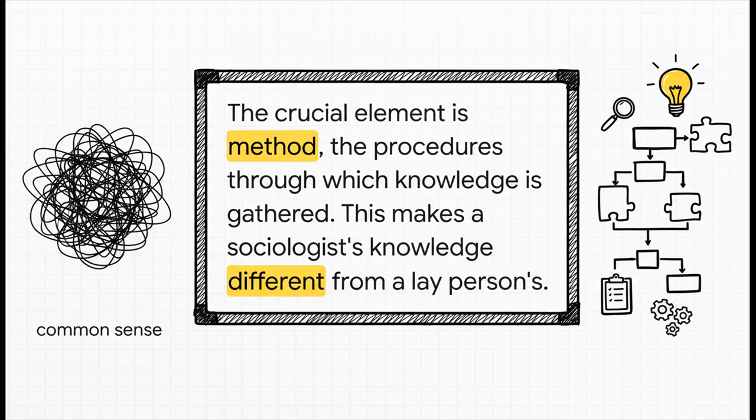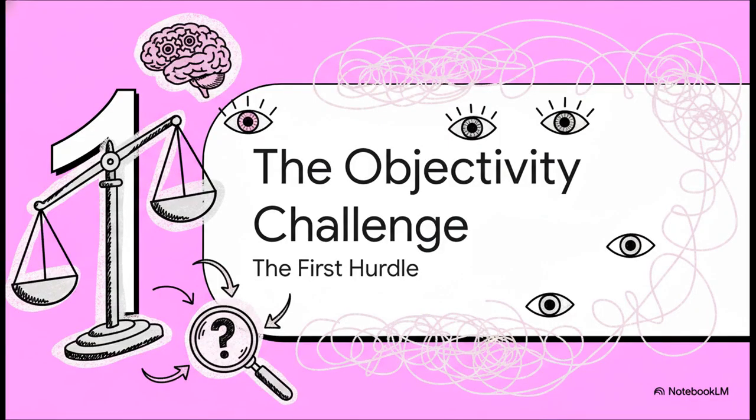See, it's not really what a sociologist knows, it's all about how they know it. They follow these really strict, systematic procedures to gather knowledge, and that is what separates their work from just everyday common sense. Okay, so before a sociologist can even think about starting their research, they run smack into a huge hurdle, and that is staying objective. This is what we call the objectivity challenge.